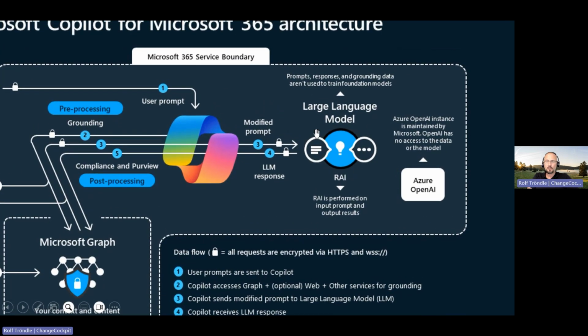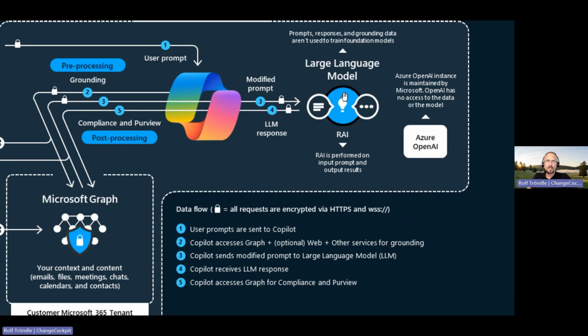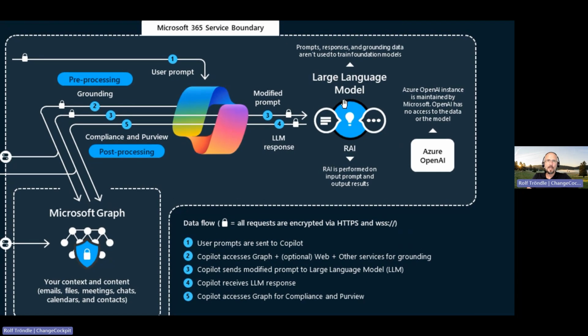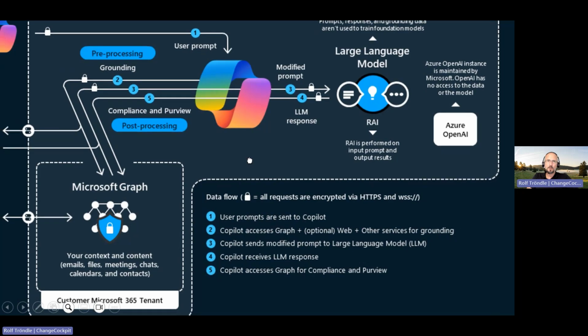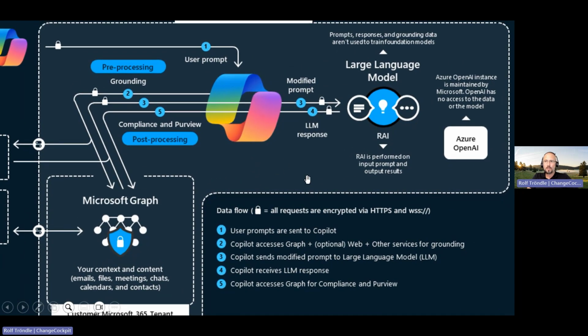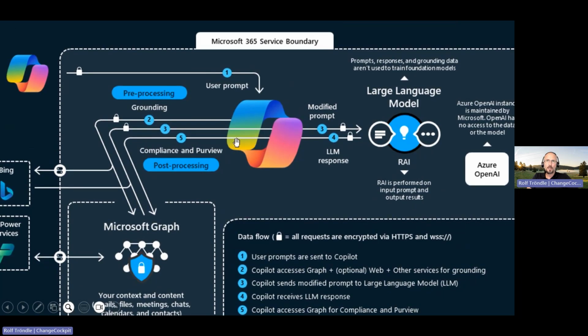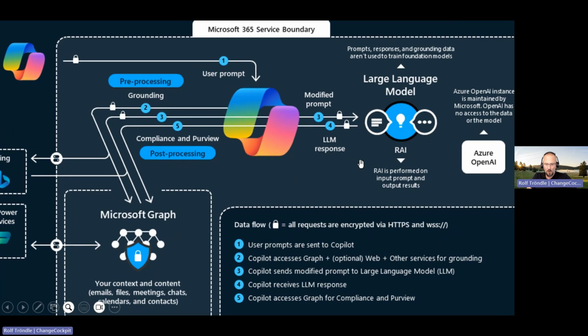Then it will modify the prompt and send it to the large language model. That's basically the GPT. By default, it's still GPT-4, and now we can also opt in for GPT-5, which is also included in there. Behind this are Azure OpenAI services. Copilot then gets the LLM response back. That's number 4. Then it accesses the graph again for compliance and Purview, because everything must be traceable and auditable, what users are doing with Copilot and how they work, and then users get the results back afterwards.